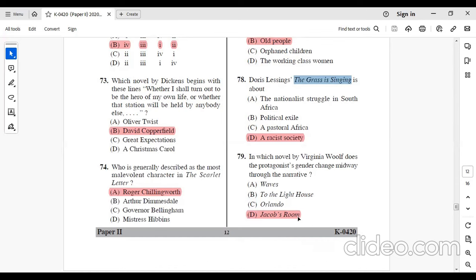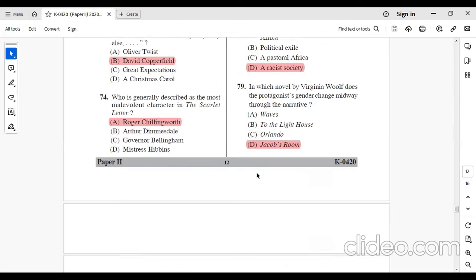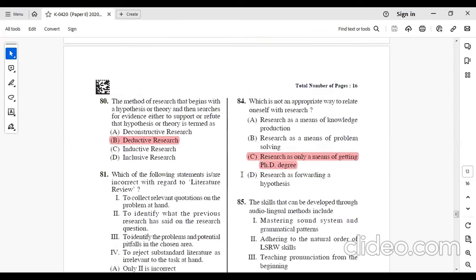In this novel, what happens? The gender changes midway through the narrative. Then, the method of research which begins with the hypothesis or theory, then searches for evidence either to support or refute that hypothesis or theory, is termed as deductive research.